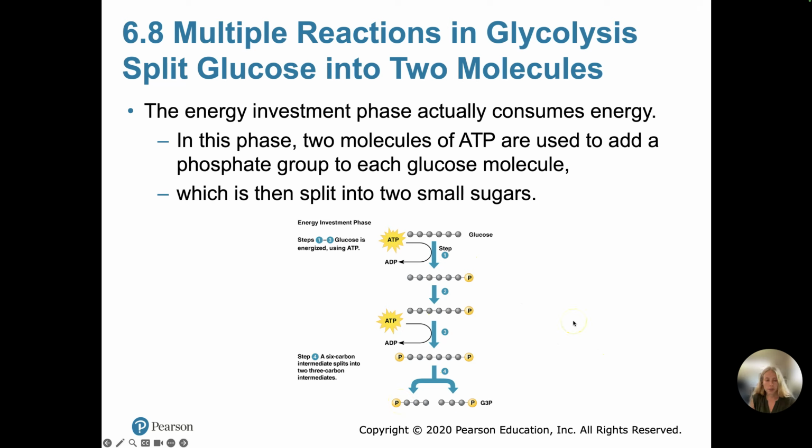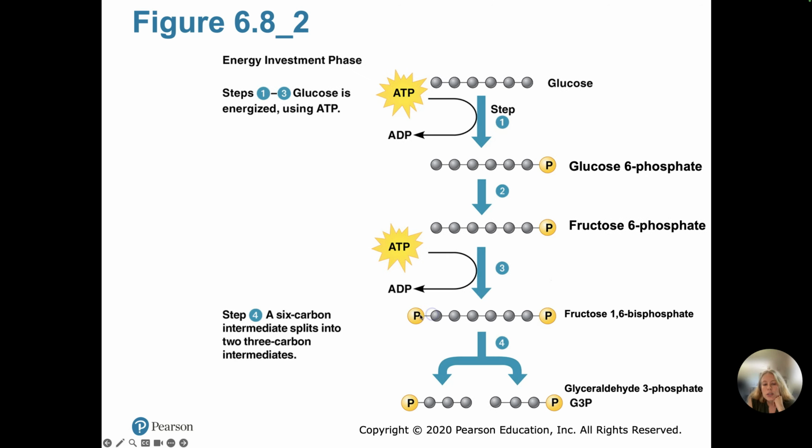If we take a closer look, this is the same image just blown up. You can see that we start out with glucose here. Glucose becomes glucose 6-phosphate right here. Another chemical reaction turns that into fructose 6-phosphate, still with the same amount of carbons. And then a phosphate is added to the other end to form fructose 1,6-bisphosphate. And then fructose 1,6-bisphosphate is split into glyceraldehyde 3-phosphate, and there are 2 of them. The short term for that is G3P.